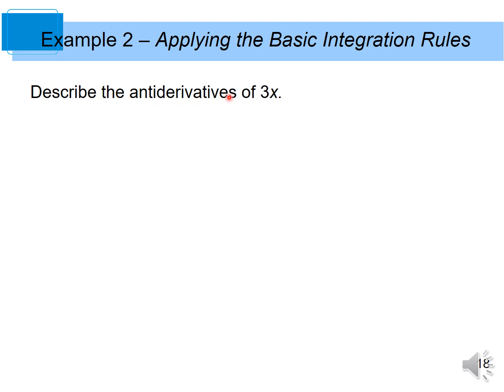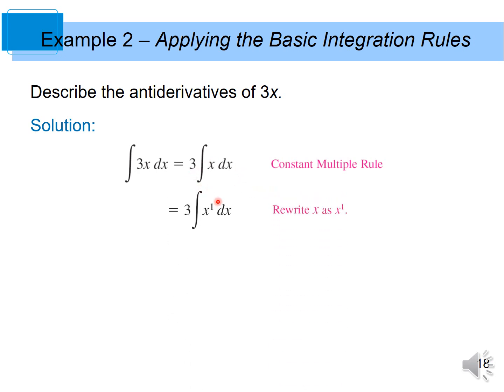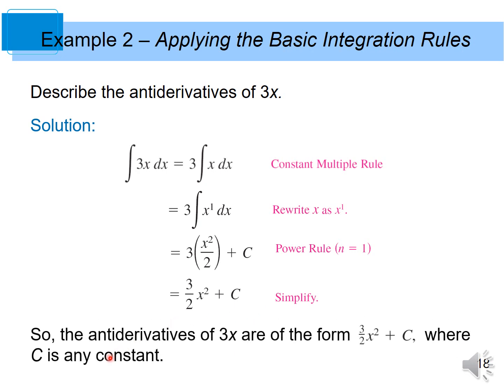Describe the antiderivative of 3x. First, we use the constant multiple rule. We factor out the 3, and we can write x in power form, which is x to the power 1. And we use the basic integration rule, where we add 1 to the power and divide by the new power. And we simplify the answer. So the antiderivatives of 3x are of the form 3/2 x squared plus c, where c is any constant.